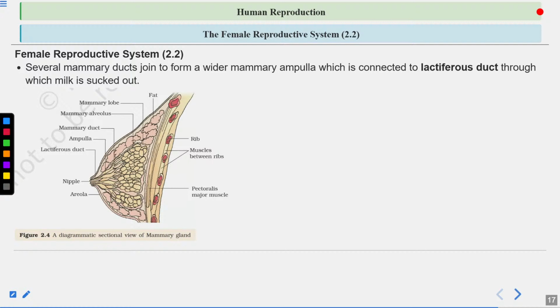Again, you can see the diagrammatic section view of the mammary gland. Fat tissues are present, mammary lobes are present, alveoli are present, mammary duct is present. This is the ampulla region. These are the lactiferous ducts through which the milk is sucked out. Then you can see these are the nipples, and this is the areola. So you should remember all of these: mammary lobe, alveolus, mammary duct, ampulla, lactiferous duct.